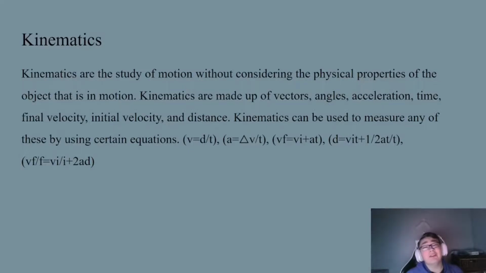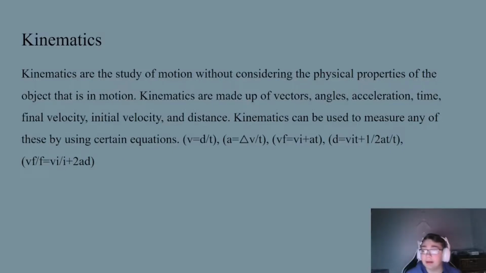These kinematics that I'm talking about are made up of vectors, angles, acceleration, time, the final velocity, and the initial velocity, and of course the distance. Kinematics is used to measure any of the things that I listed: acceleration, time, final velocity, initial velocity, and distance, by using a certain set of equations.